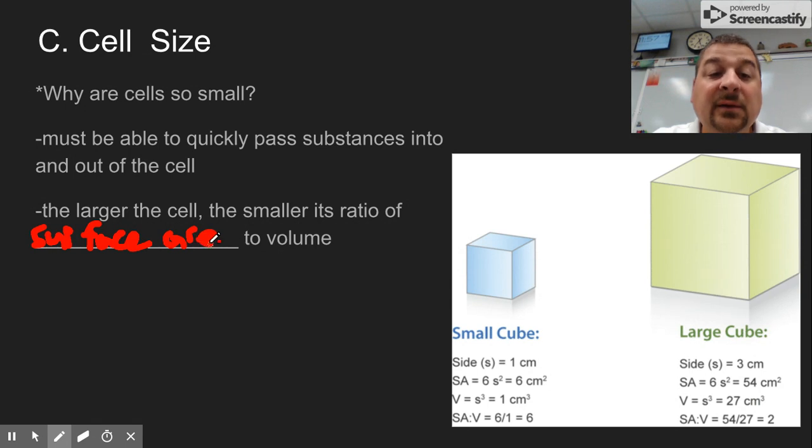Surface area to volume. The surface area of the cell represents the area around the cell. So here you have what would be the cell membrane. Here you have a 1 by 1 by 1 cell. If you take the surface area of one side, 1 times 1 is 1 square centimeter, times 6 sides, you get a surface area of 6 square centimeters. The volume, length times width times height, is 1 times 1 times 1, so you get 1 cubic centimeter. So your surface area to volume ratio is 6 to 1. For every unit of volume, you have 6 units of surface area.